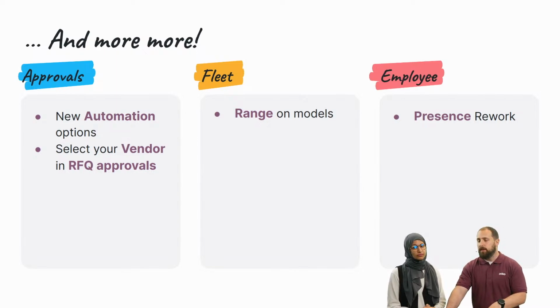In the fleet application, we're going to be able to add the range on the model. It will also show in the salary configurator. But here, typically, it's useful because we have more and more electric cars nowadays. So you want to be able to specify what's the range, the autonomy of this car. Then in employee, we've got a rework of the presence control feature, so that's also been done.